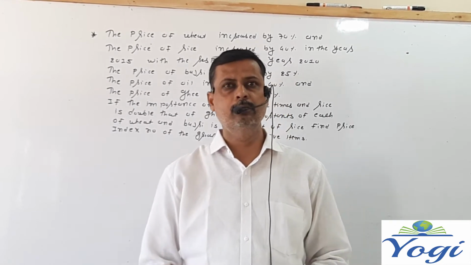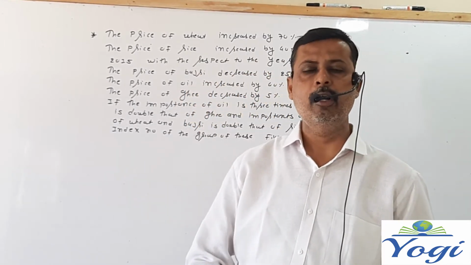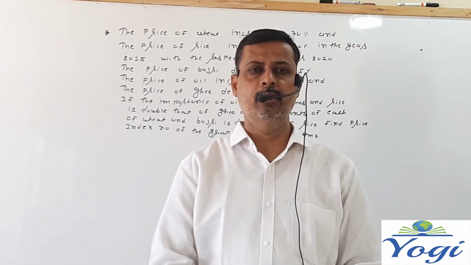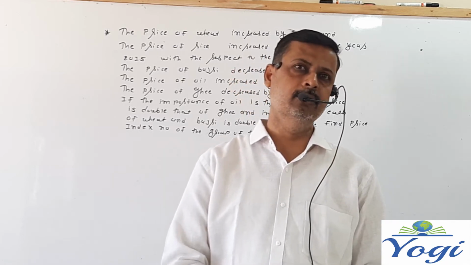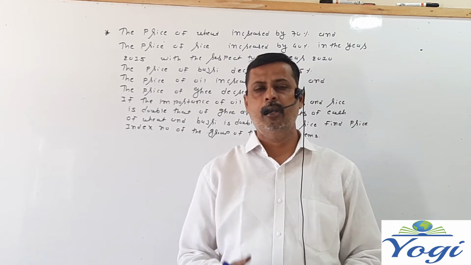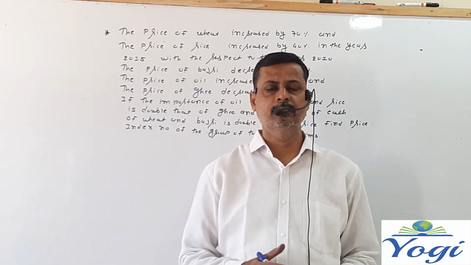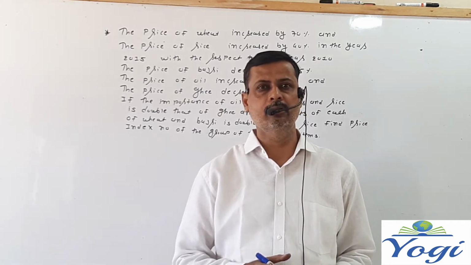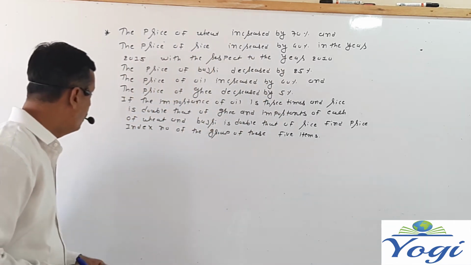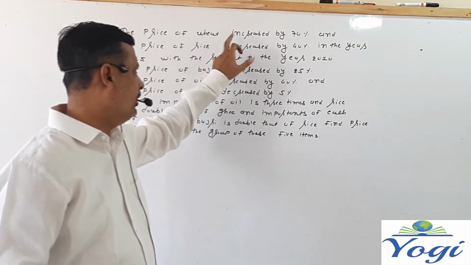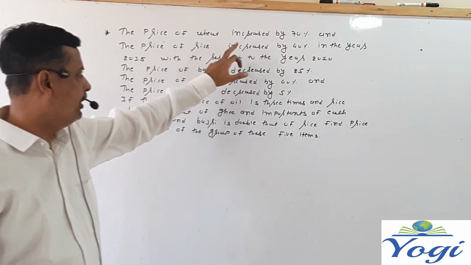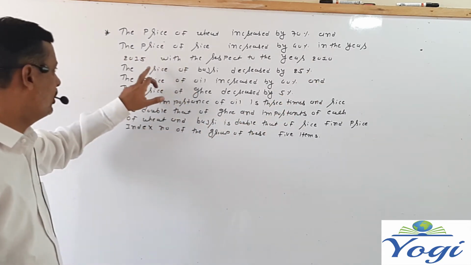In this example, 5 food items: wheat, rice, bajri, ghee and oil are given. And the prices of some of the food items increased in the year 2015 compared to the base year 2010. Here, the price of wheat increased by 70% and the price of rice increased by 40% in the year 2015.